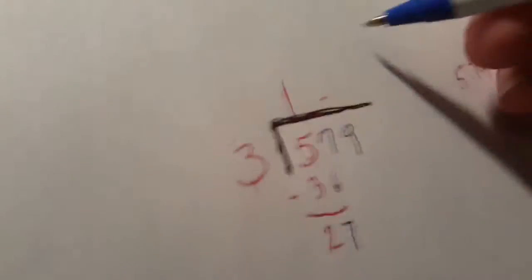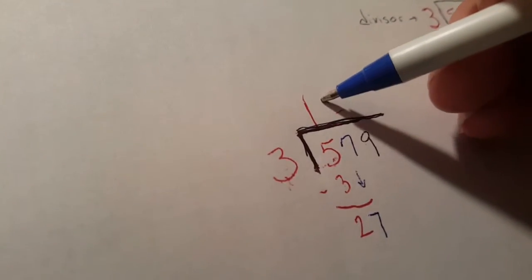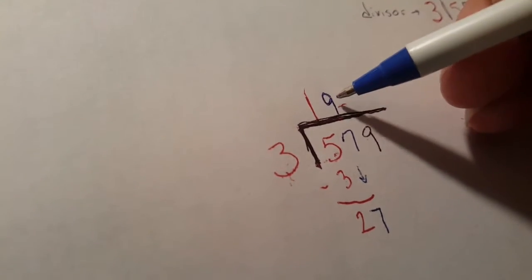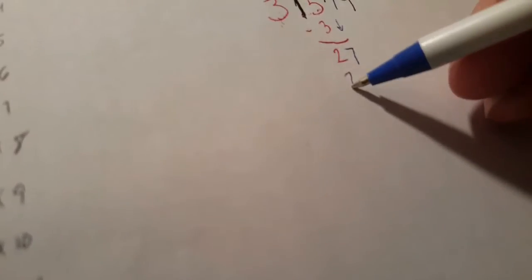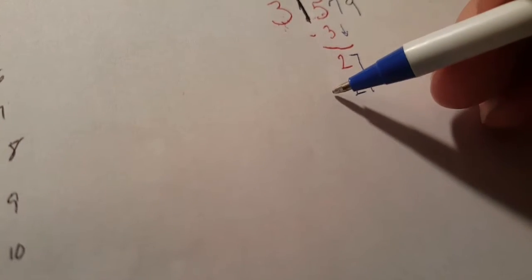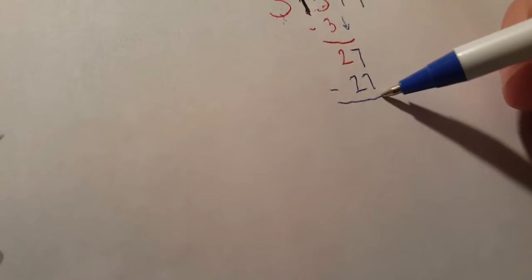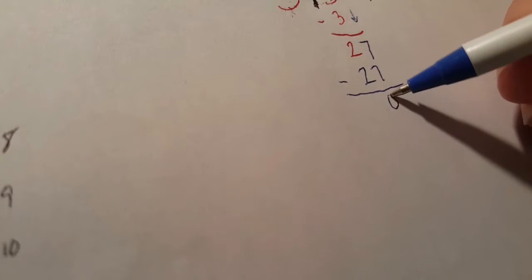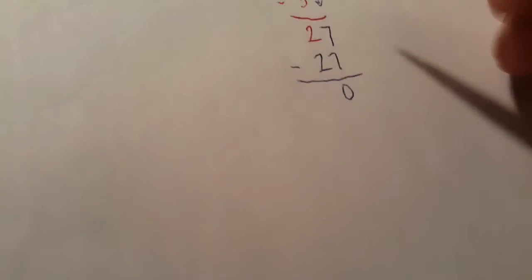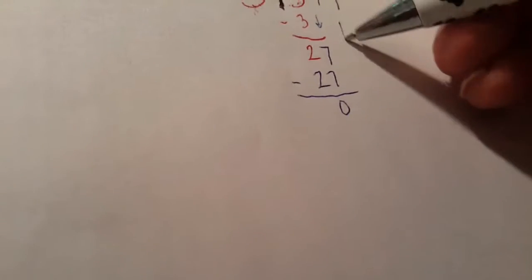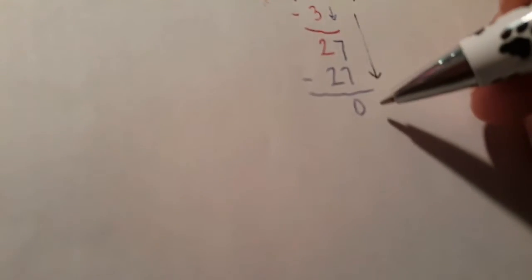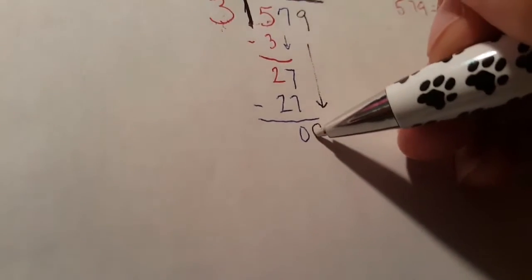So we're going to write our 9 in that same place value in the tens column. And 3 times 9 is 27. So I'm going to put the 27 underneath the other 27 and subtract them. That's going to give us an answer of 0. And we're going to bring down our 9. Make sure you bring it all the way down to the same line you're working on.